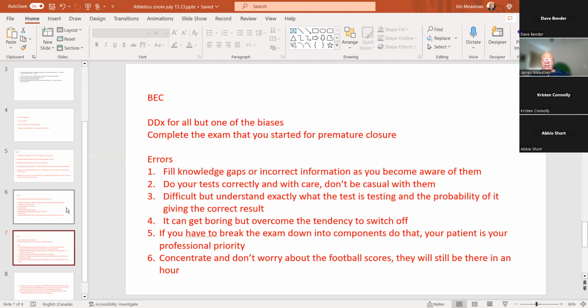Outside distractors, concentrate. Don't worry about football scores. They'll still be there when you finish the exams. Everything extraneous, don't worry about it. Your patient is your responsibility, and your professional priority as well.